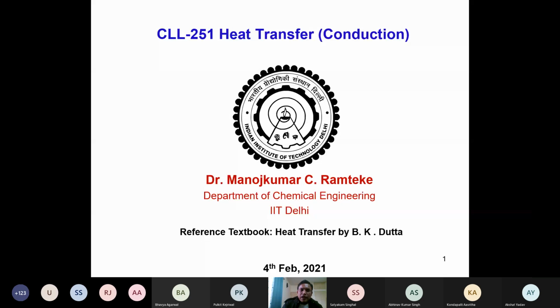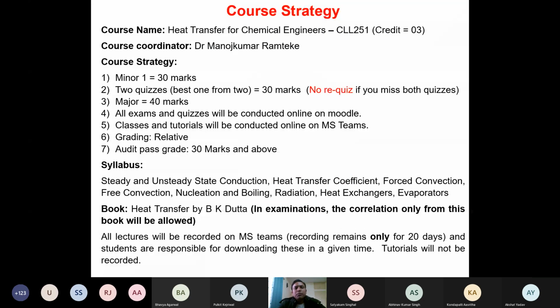Let us look at the course strategy before we start today's class. This is heat transfer for chemical engineers. CLL251 is the code. Credit is 3. We are going to have minor 1, and the weightage to minor 1 will be 30 marks.